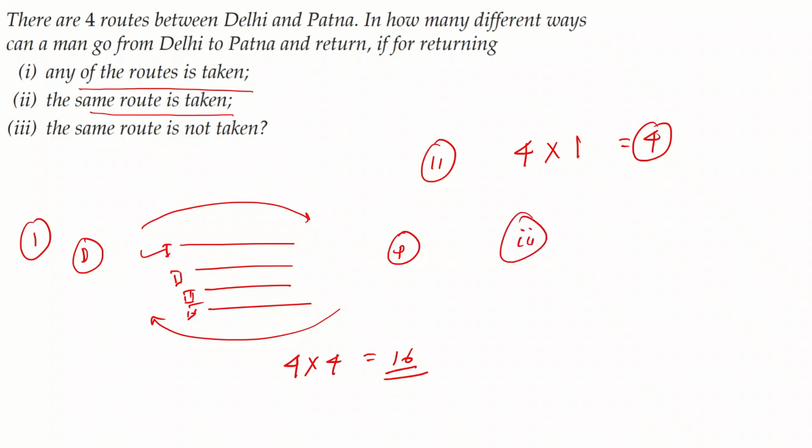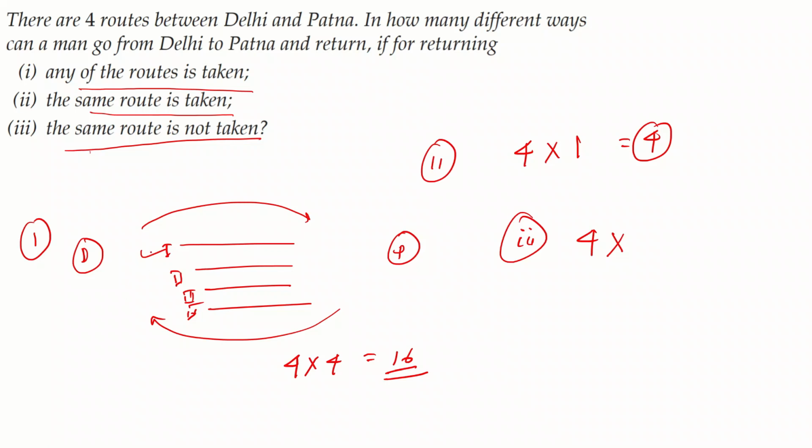Now question number 3 says that he cannot take the same route. The same route is not taken. So if he can plan his upward journey in again 4 ways, he can take any route, then for the downward journey he can take all the other ways except for the way that he chose for the upward journey.